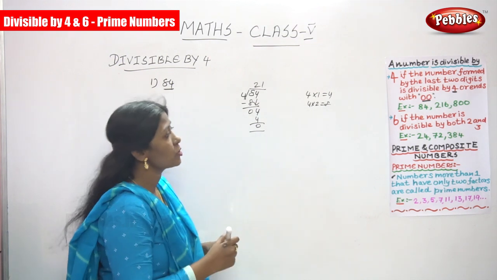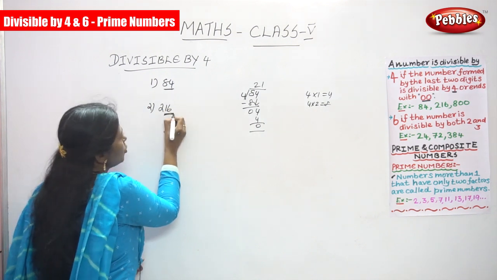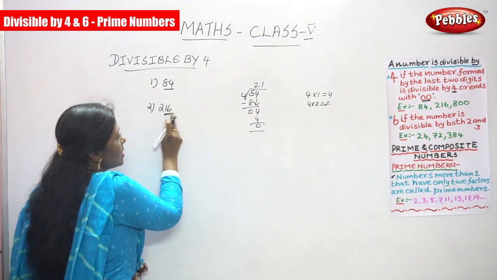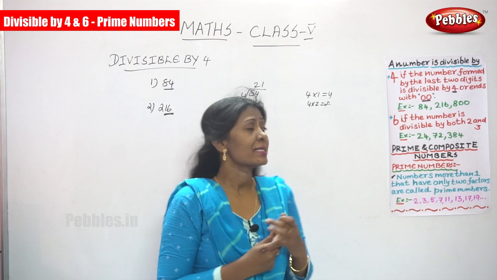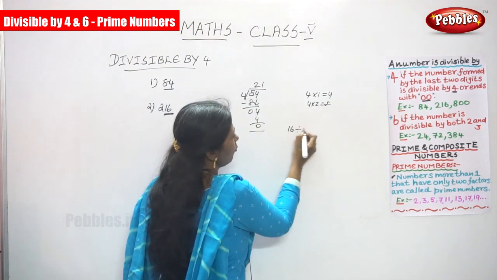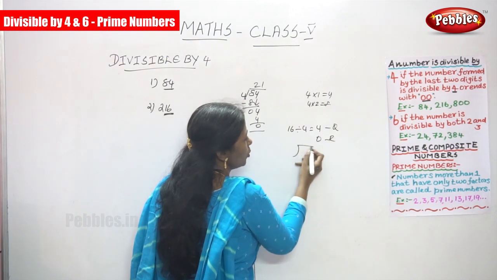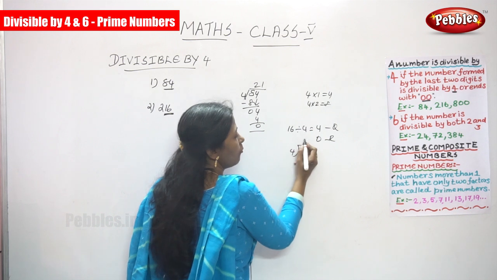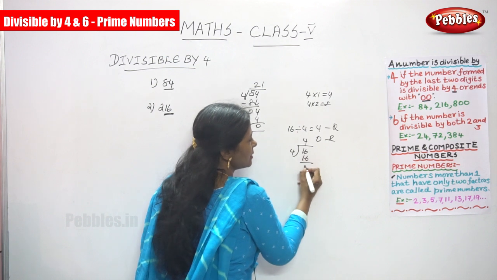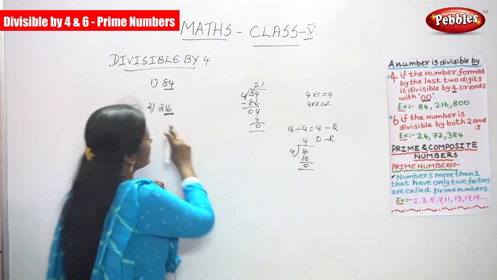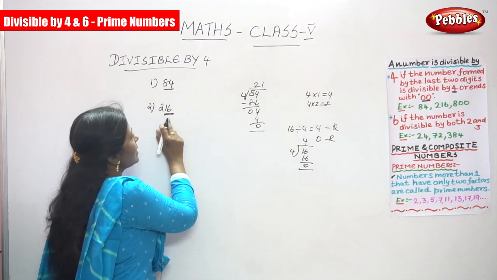The next number is 216. The last two digits are 16, ones and tens. 16 is divisible by 4. You get 4 as the quotient and the remainder is 0. Look at this, 16 divided by 4: 4 fours are 16, the remainder is 0. So the last two digits are divisible by 4, and this number is also divisible by 4.